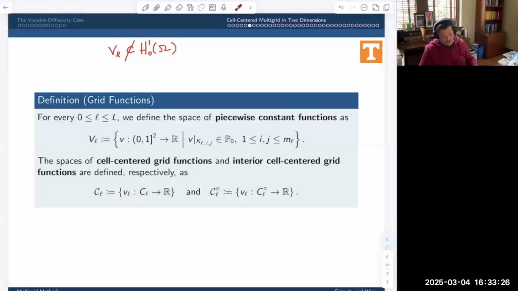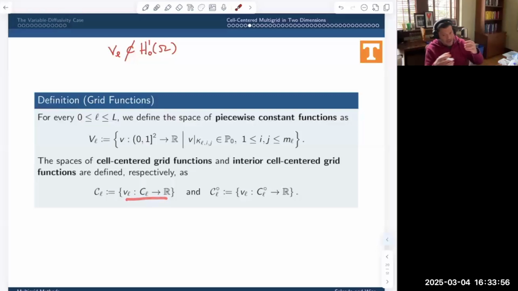We're also usually interested in cell-centered grid functions, or the sets of them, defined only on the interior degrees of freedom, or only on the interior cell-centered grid points. We call those interior cell-centered grid functions. Functions in this set have fewer degrees of freedom than they do over here.